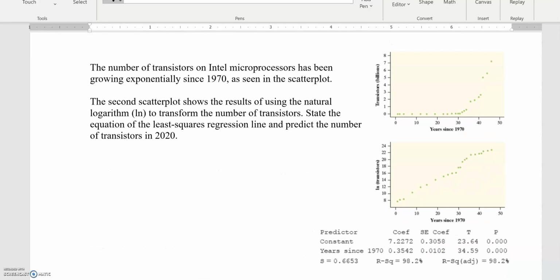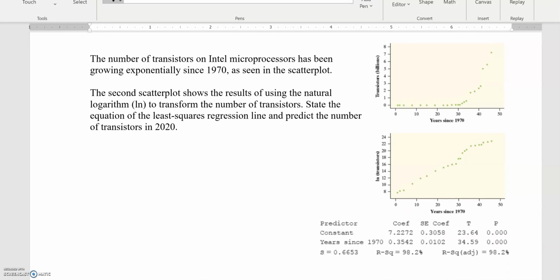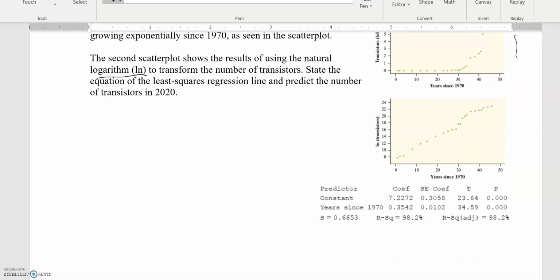And so now, here's another example. And this is the original data right here. And now in this one, they just logged the y's, and that's it. But this time they used natural logs. So we want to make sure you can handle natural logs also. Tell you what, take a moment and write the equation. And then we want to predict the number of transistors in the year 2020 using that equation.